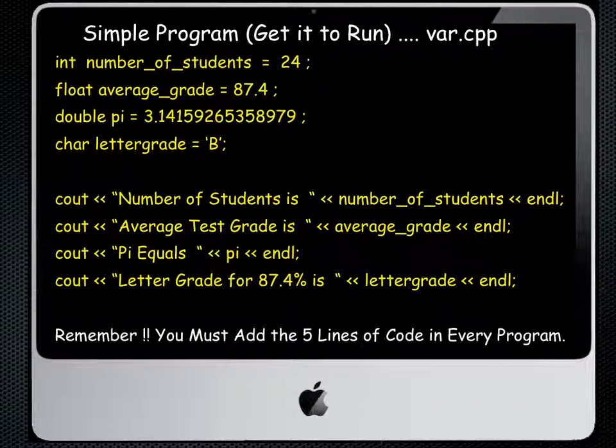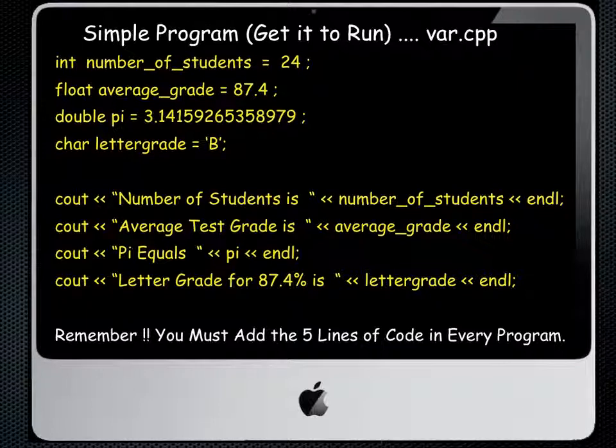Note we have float average grade equals 87.4 and double pi equals 3.141592653588979. Now, the cout statement shown will default to up to 5 decimal places. In other words, when we do our average, since it only has one decimal place, it will display 87.4. However, when we do double pi equals and give it all the decimal places, only the first 5 decimal places will show up because C++ defaults in a cout statement to 5 decimal places.